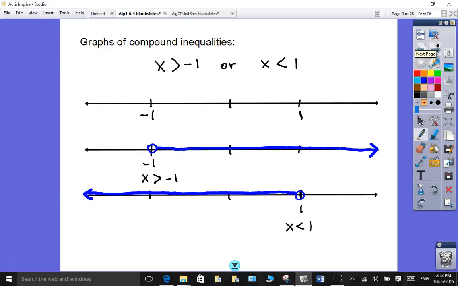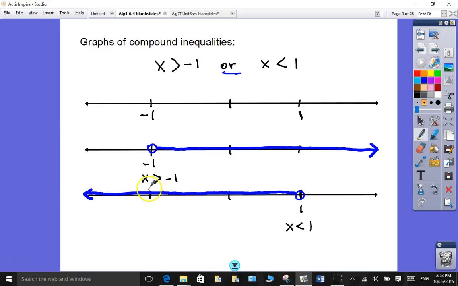All right, now compound or. Same two inequalities, x greater than -1, x less than 1. But we're tying them together with an or. Now, in order to shade the top, I only need one of the bottom two number lines to have been shaded. Okay, so to the left of -1, right, the bottom number line is shaded.